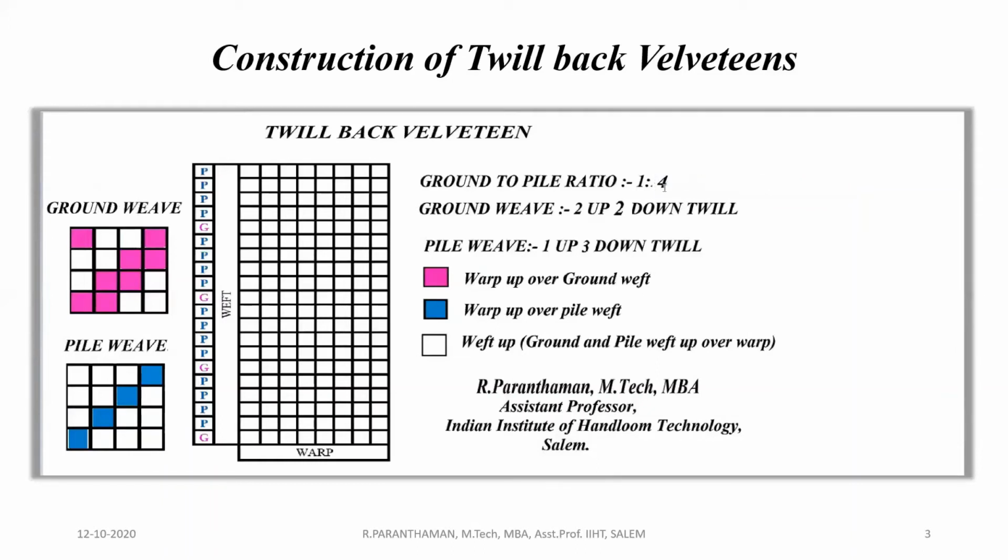So ground to pile ratio is 1:4. Ground weave is 2 up 2 down twill, and pile weave is 1 up 3 down twill. So select the ground weave and mark the ground weave in the ground web with warp.